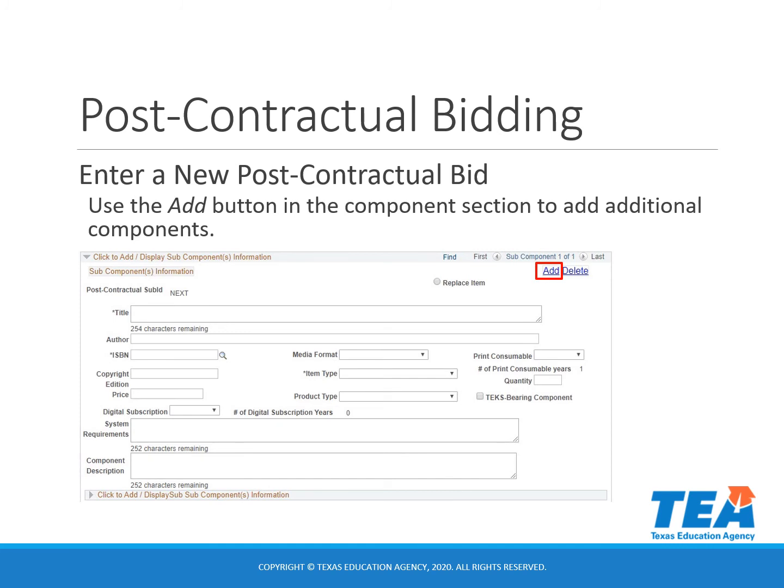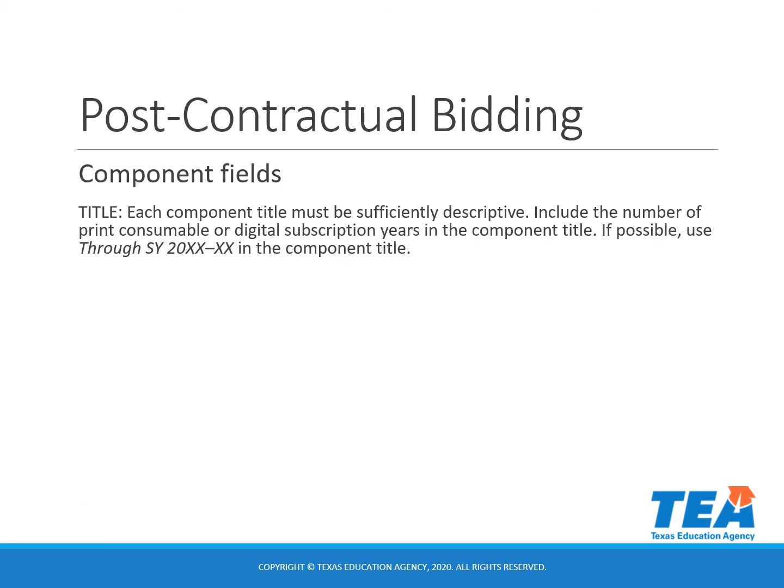You will use the Add button in the component section to add additional components. Now we will walk through each of the component fields. Each component title must be sufficiently descriptive. You will need to include the number of print consumable or digital subscription years in the component title, and if possible, use the through school year format.